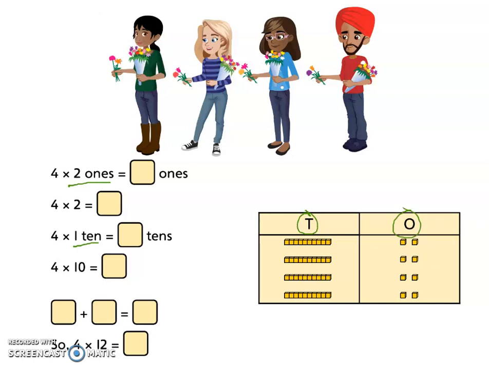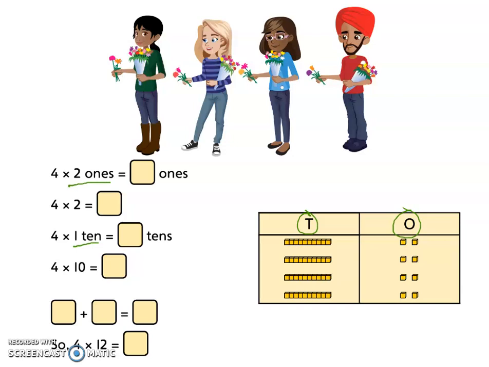So we've got 4 lots of 2. So how much is that going to be? Then we move on, we've got 4 lots of 1 10. How many is that going to be? And then our answer to our 4 times 2 and our 4 times 10, add them together, and that's what will give us our total amount of flowers.